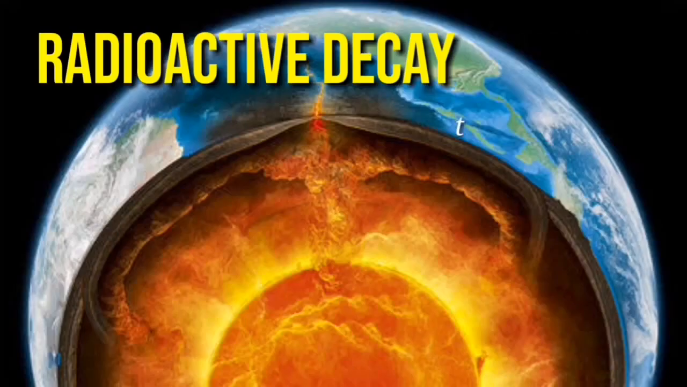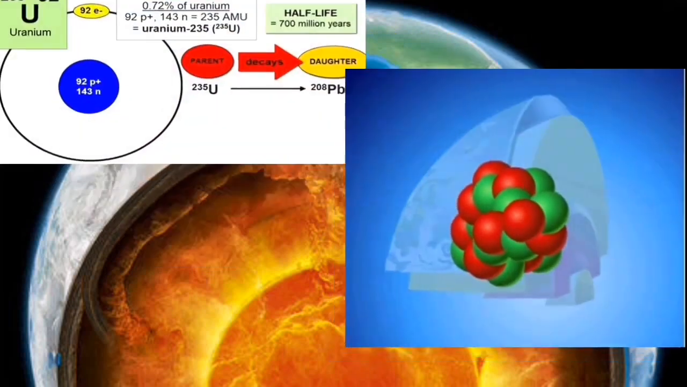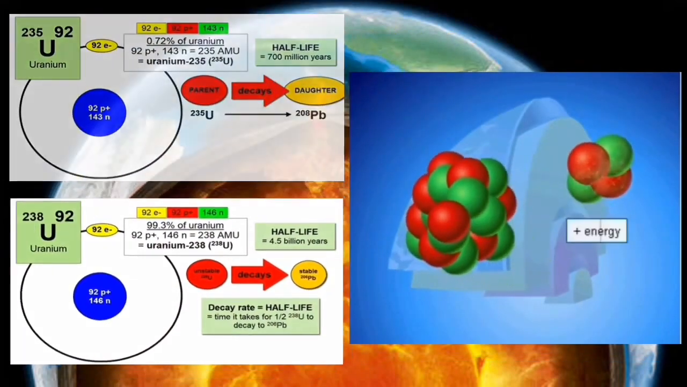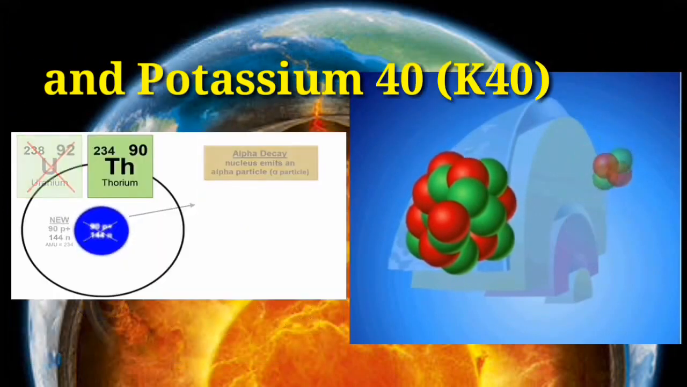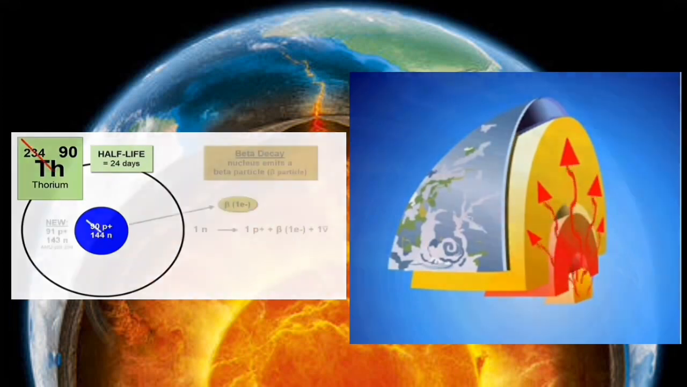A major source of Earth's heat is radioactivity or the radioactive decay. This refers to the energy released when the unstable atoms decay. The radioactive isotopes of uranium-235, uranium-238, and thorium-232 in Earth's mantle are the primary source. Radioactive decay produces energy in the form of heat, and the heat generated reaches the surface of the Earth.